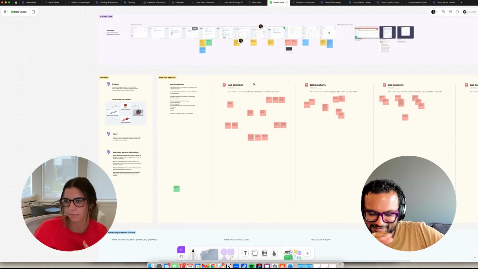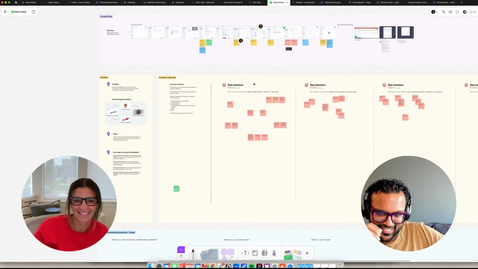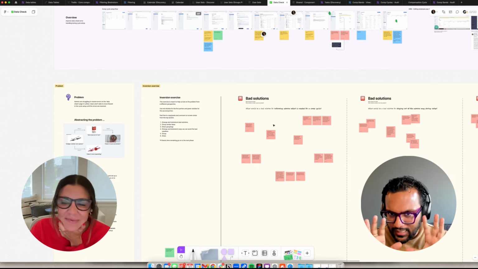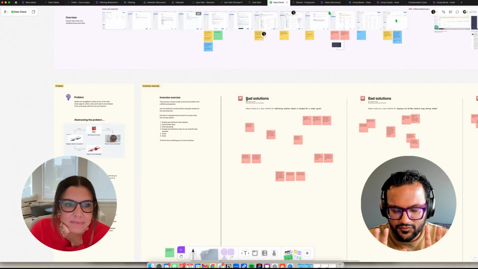This is amazing. I'm just geeking out on the way everything is laid out. Wow. I like the way you're grouping all this stuff.